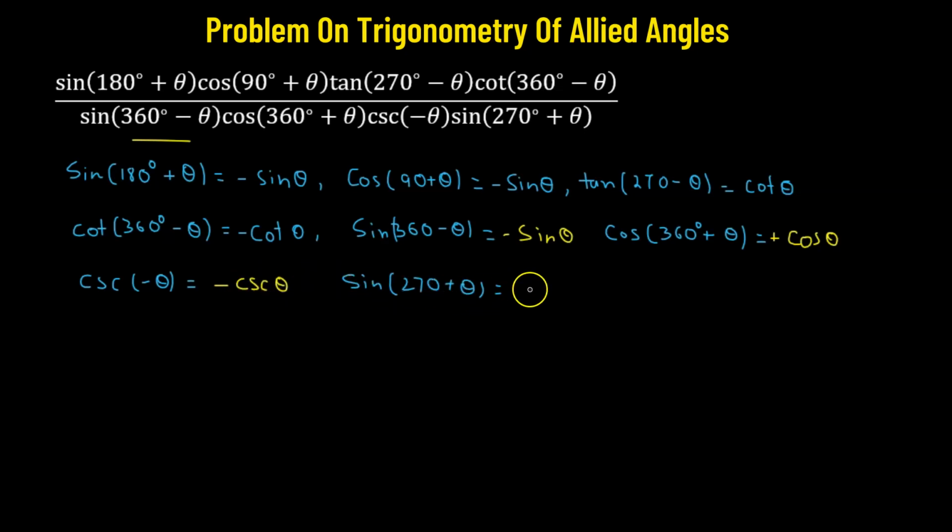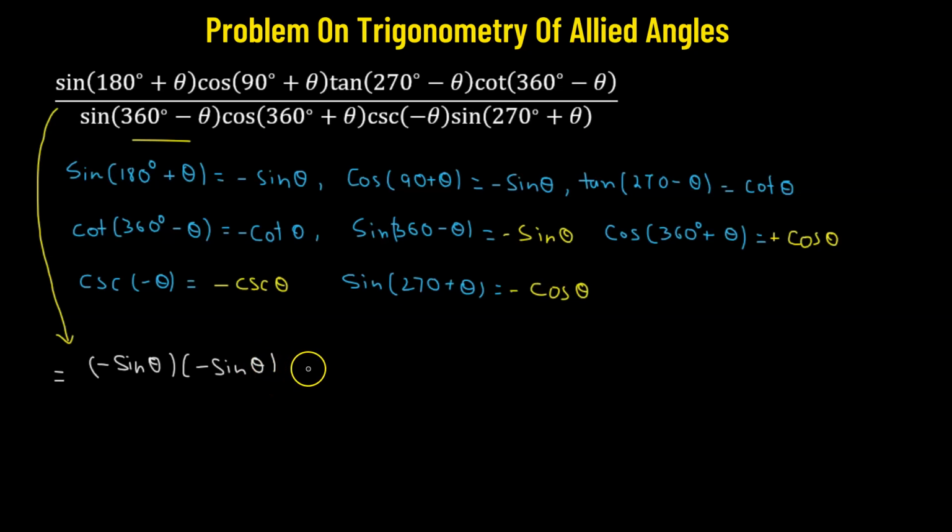And sine of 270 plus theta is going to give us cosine theta. 270 plus theta means we are in the fourth quadrant where only cosine and secant are positive, but we're working with the sine function, so we're going to get negative cosine theta. We can replace all these trigonometric ratios with their simplified values. We have sine of 180 degrees plus theta, that's negative sine theta, multiplied by cosine of 90 degrees plus theta, so that's negative sine theta. Tangent of 270 minus theta gives us cotangent of theta.